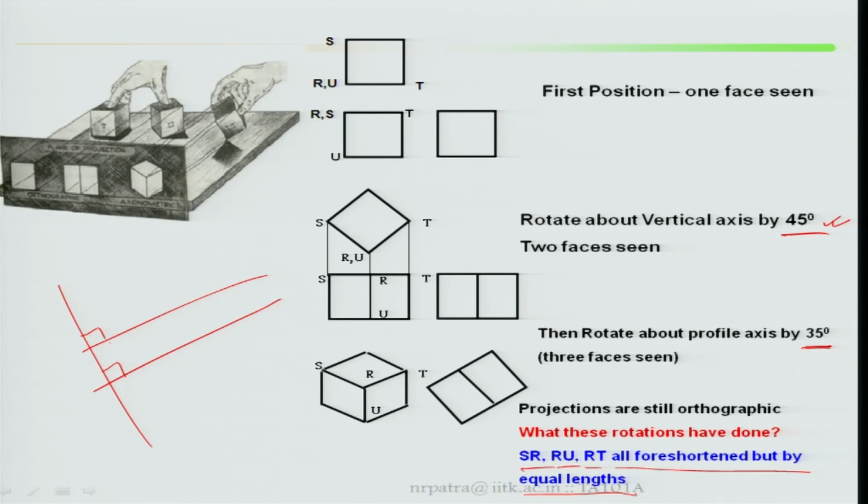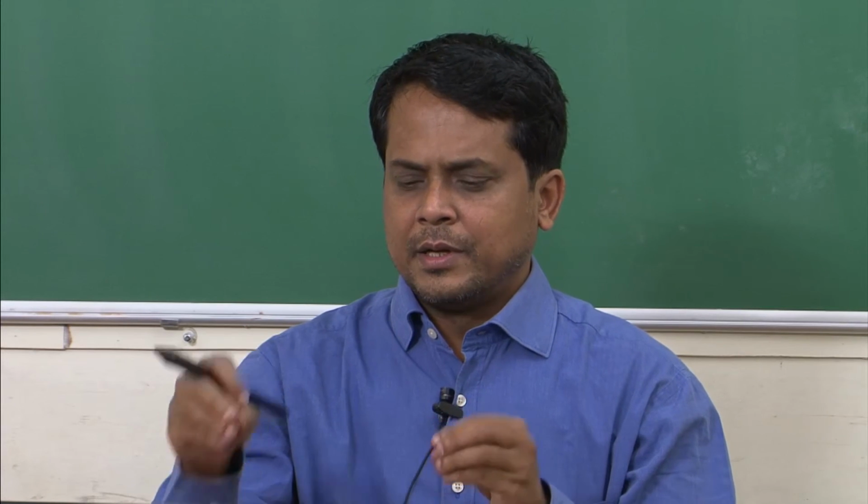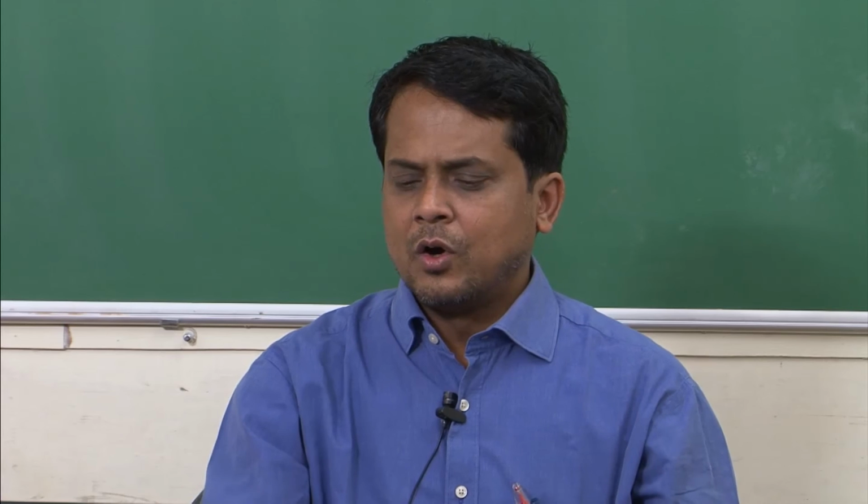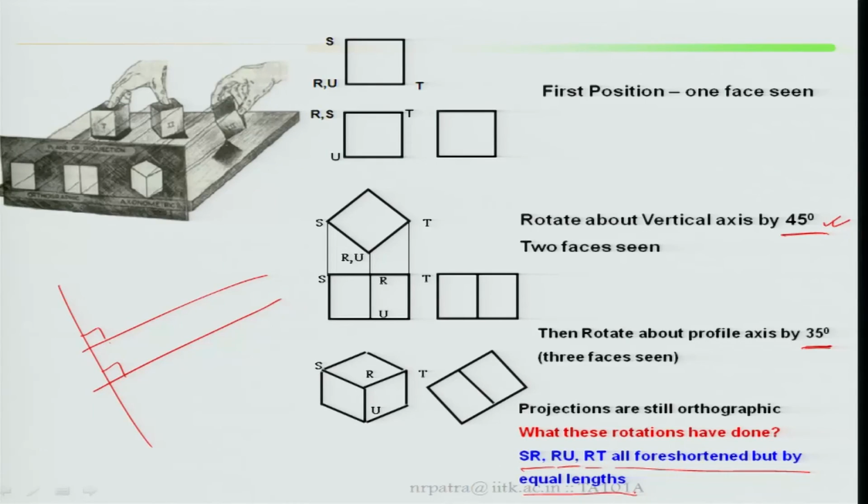by equal lengths. If the angle is fixed, what happens? If you take a different angle, what will happen? Maybe it is foreshortened not appropriately, not equally. But here with this angle, all will be foreshortened by equal length. Suppose this length is foreshortened and this length is foreshortened, it is equal. If it is by 0.5, it will be 0.5.